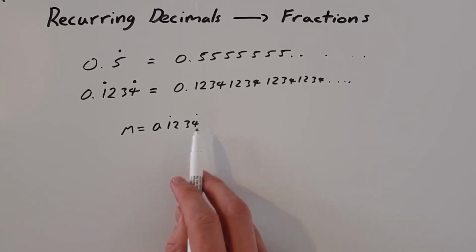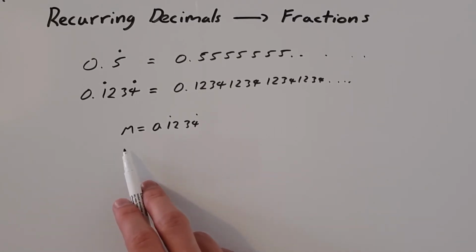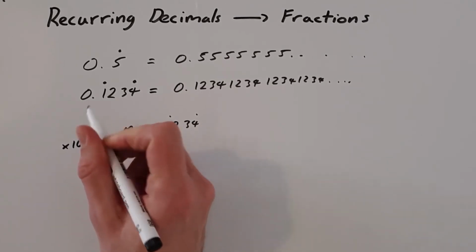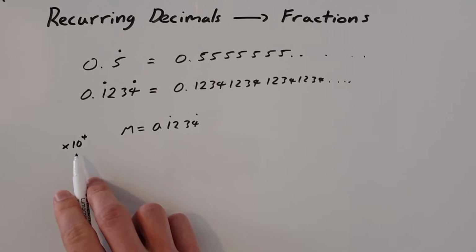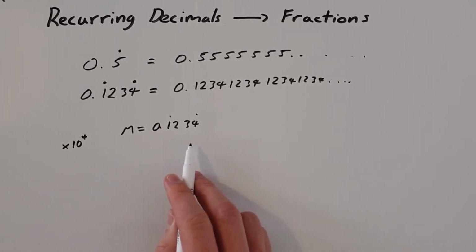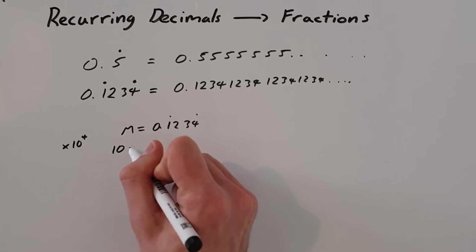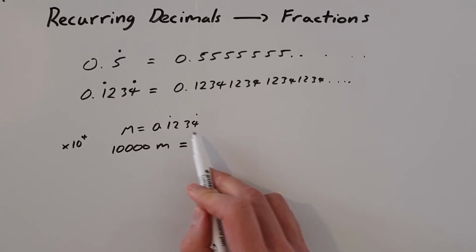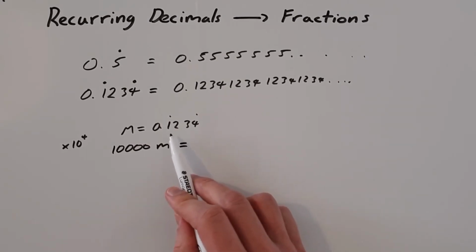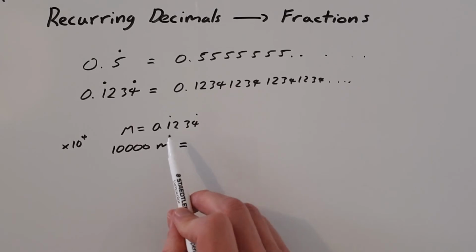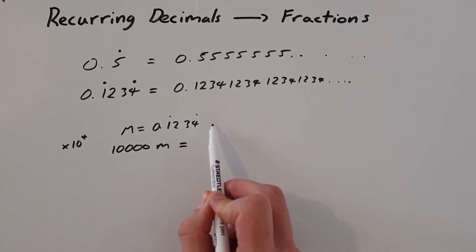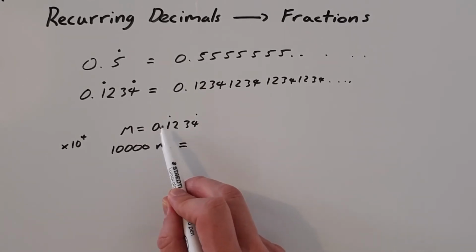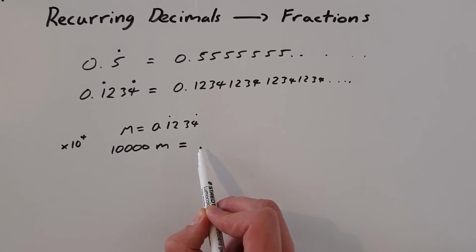Then we want to multiply this whole equation by 10 to the power of 4. 10 to the power of 4 is 10,000, so we'll multiply both sides by 10,000. So we've got 10,000m equals, and when we multiply a number like this by a multiple of 10, we're moving the decimal point along by the number of zeros in our power of 10. In this one we've got 4, so we'll move our decimal point 4 places along.